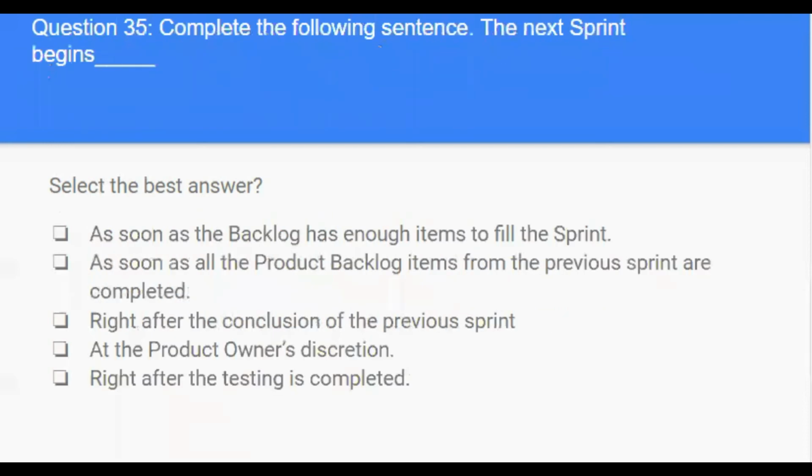Next question. Complete the following sentence. The next sprint begins. Options. As soon as the backlog has enough items to fill the sprint. Second, as soon as all the product backlog items from the previous sprint are completed. Third, right after the conclusion of the previous sprint. Fourth, at the product owner's discretion. Fifth, right after the testing is completed.